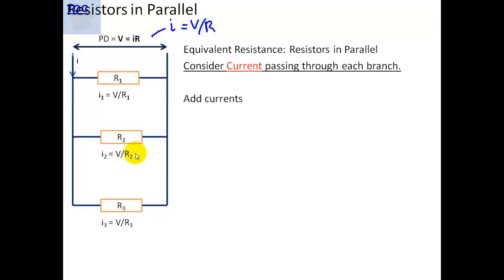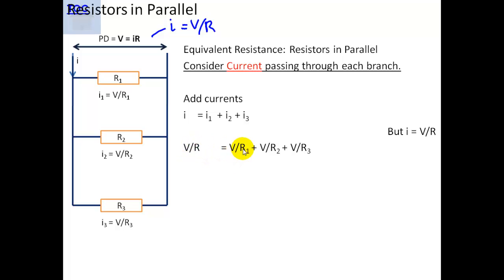If we add these currents, it's basically the same as the current that's going through the combined resistance. So this I is equal to I1 plus I2 plus I3. But we know that I is equal to V divided by R. First of all, V divided by R for this I, the potential difference divided by the equivalent resistance, is equal to V over R1 for this resistor and V over R2 for this resistor, and so on. So we end up with this.